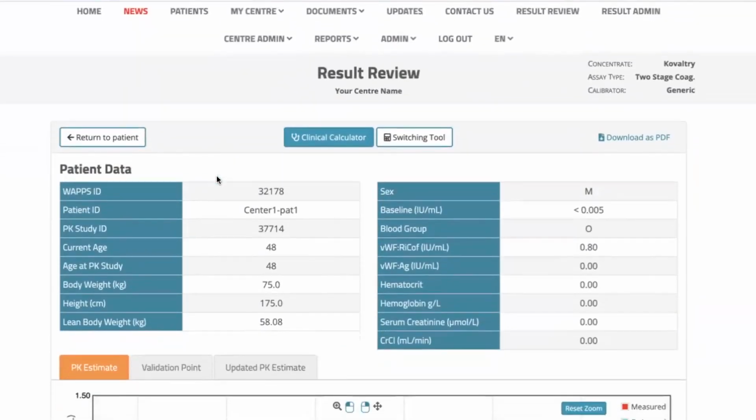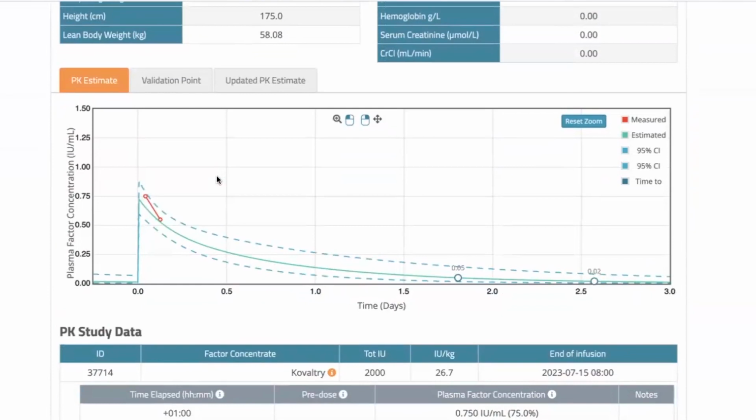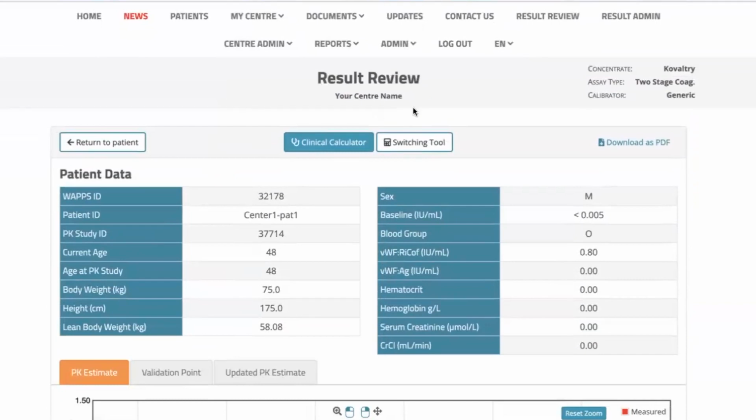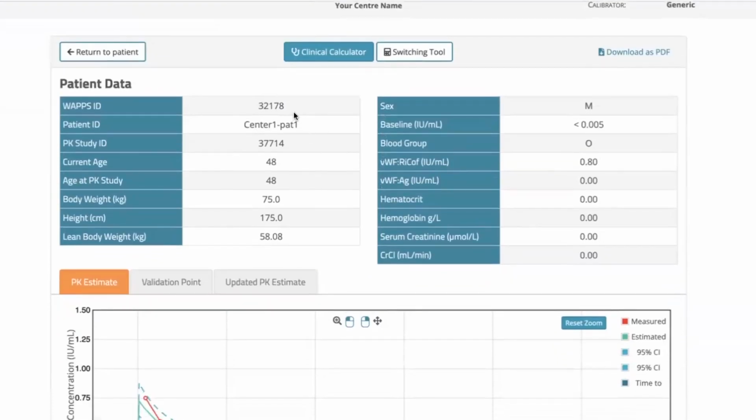I'll ask for confirmation to Leo. Leo, do you see a PK moving on the page? Yes, okay. So let's take it a piece at a time.